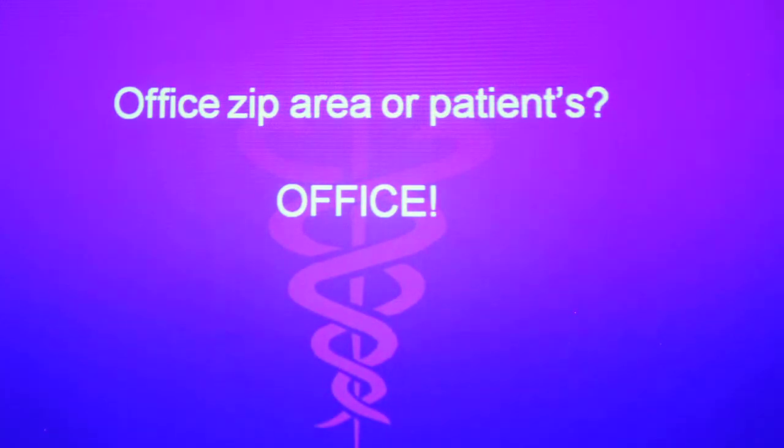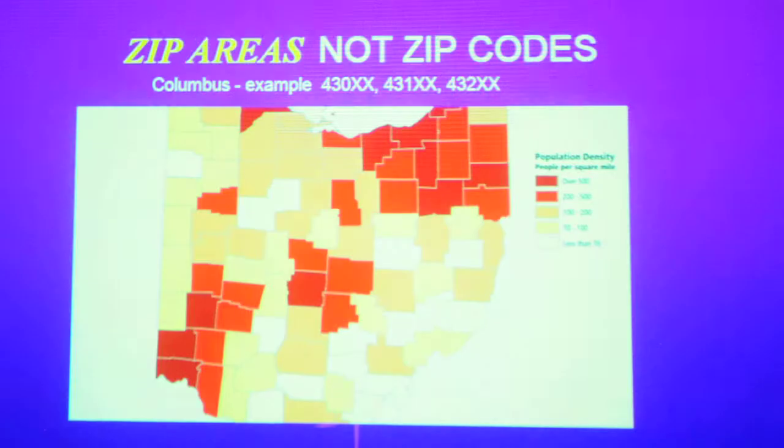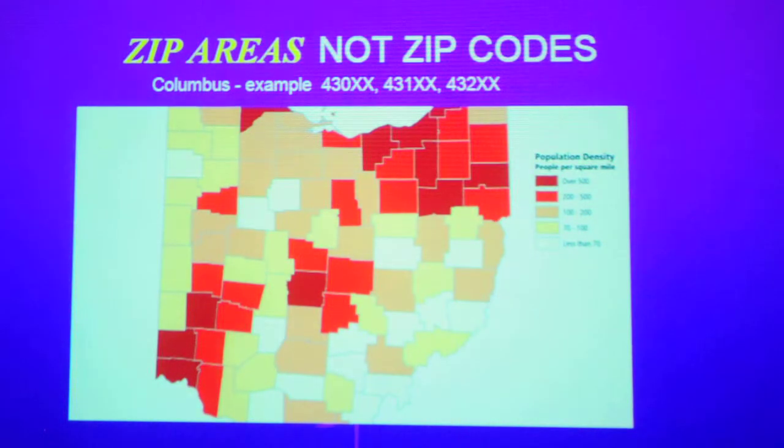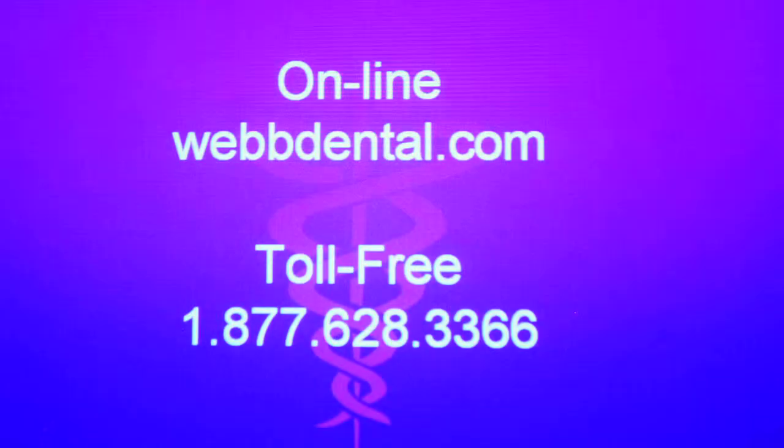Is it the office area? Zip area? Yes, the first 3 digits of your office zip code. It could be a compiled table. If you're in Alaska, there are only 2 tables. If you're in downtown New York, it's a table for each zip code area.